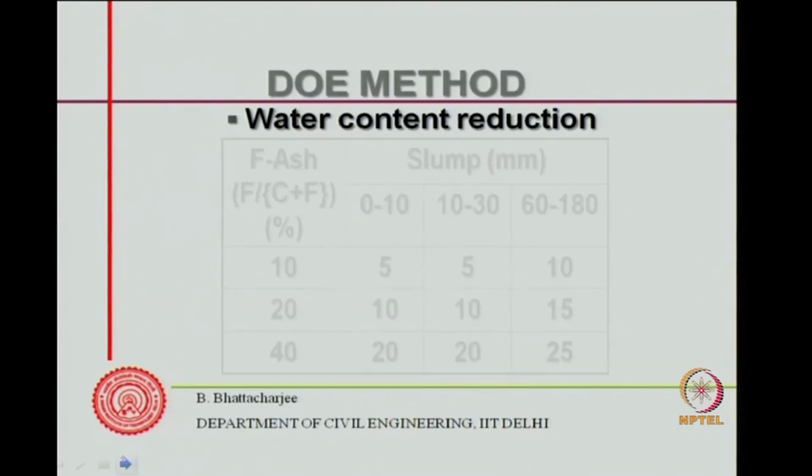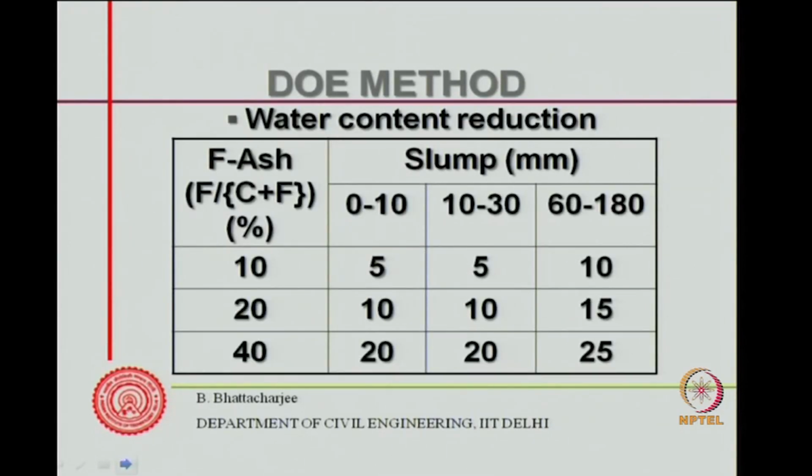This water content reduction is given in a table, and part of the table is here actually. So depending upon the fly ash content percentage in the total material, and also the slump range, the water content reduction, delta W, is given here. For example, if you have 20 mm MSA, you have slump of 60 to 180, and if you are using pulverized fuel ash, then you can reduce the water content by 15.